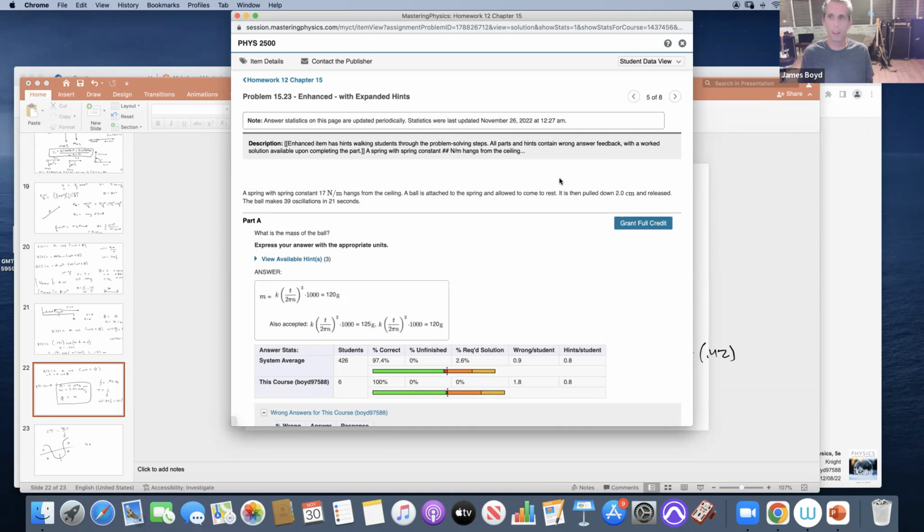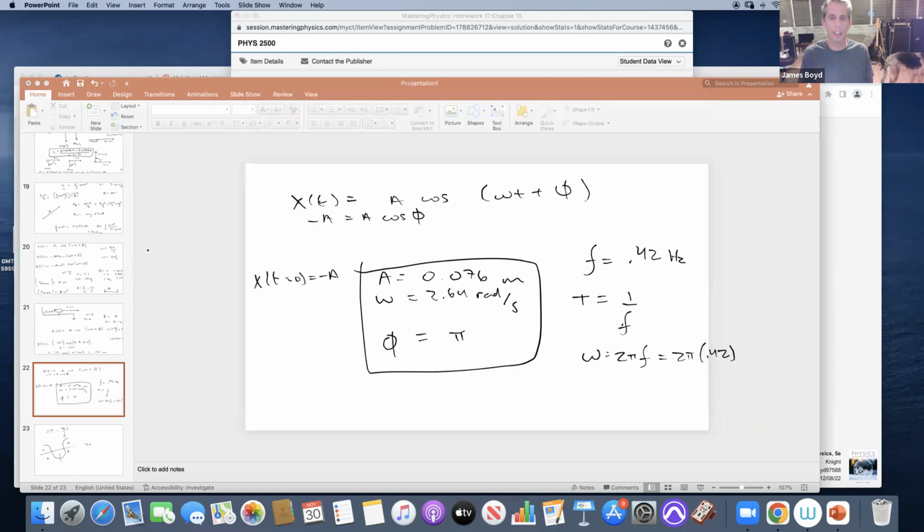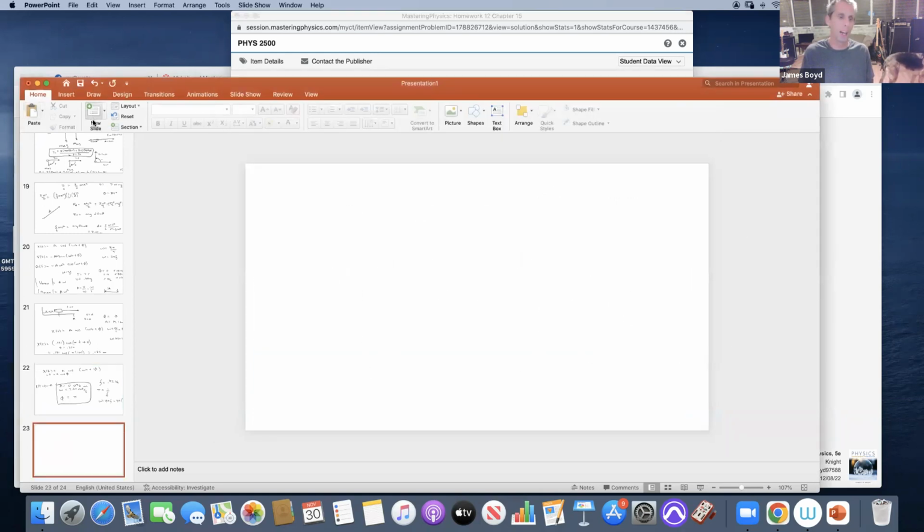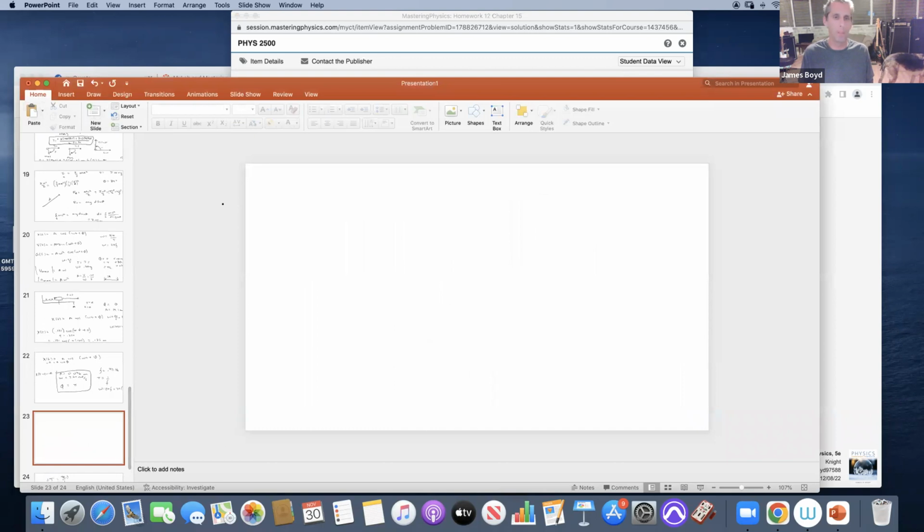Question 5. We're almost done. A spring with a constant of 17 Newton per meter. A ball is attached to the spring and allowed to come to rest. It is then pulled down 2 centimeters and released, and makes 39 oscillations in 21 seconds. We want to know the mass of the ball.